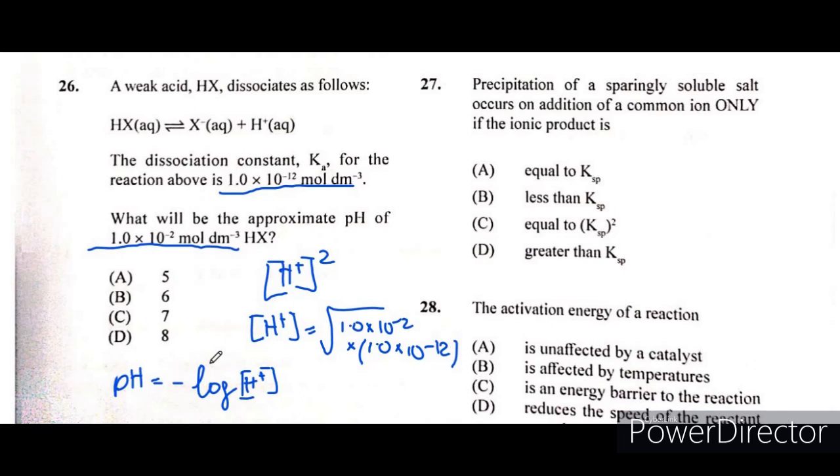I am sure though. So the answer is 7. 26C. That's where we are, right? 26, yes. Now 27 says precipitation of a sparingly soluble salt occurs on addition of a common ion only if the ionic product is greater than the KSP. 27 is D.